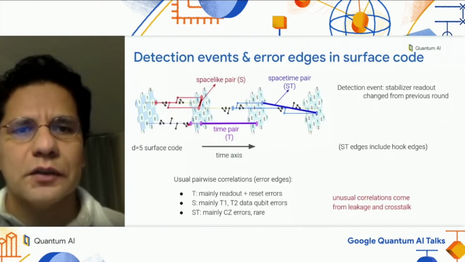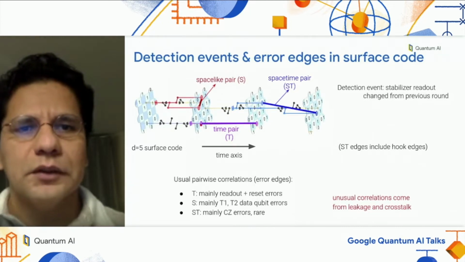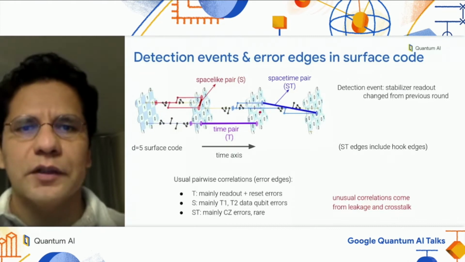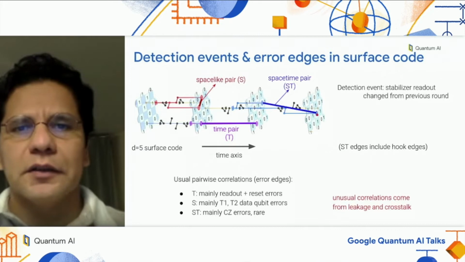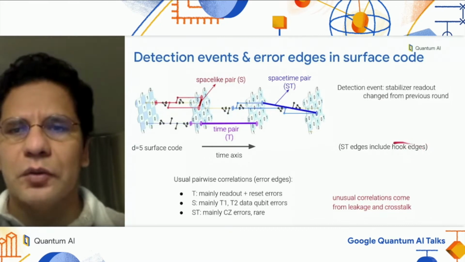Reset and readout errors produce a pair of detection events separated in time by one round and happening at the same stabilizer. These detection events produce a time edge. Errors during the unitary part of the error correction cycle, like CZ errors, can produce two detection events separated in time by one round, and there is also separation in space because these two detection events happen at different measure qubits or stabilizers. These edges, we call them ST edges or space-time edges, and they include what is known as hook edges.